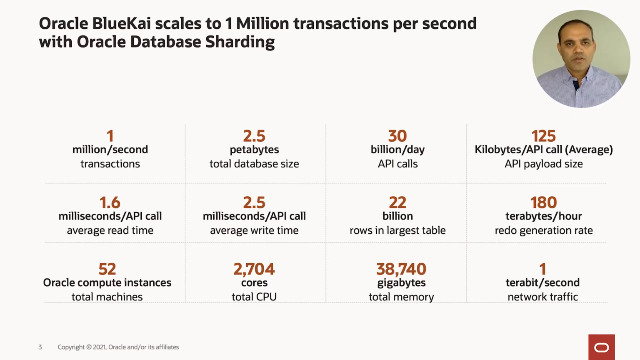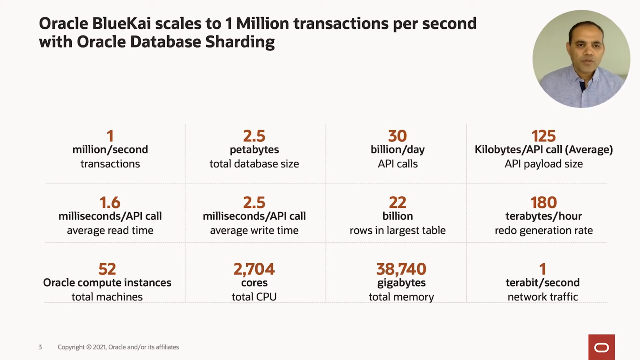They've been using Oracle Database Sharding for a while now. And if you look at some of the numbers, they have about 2.5 petabytes of data. And they have many tables. One of the biggest tables they have has 22 billion rows. They have been able to achieve extremely low latencies, 1.6 millisecond read latency and 2.5 millisecond write latency.